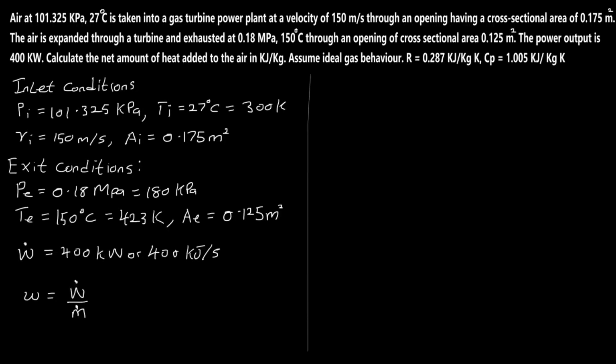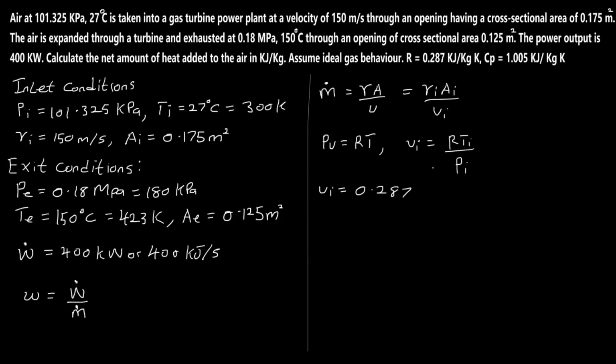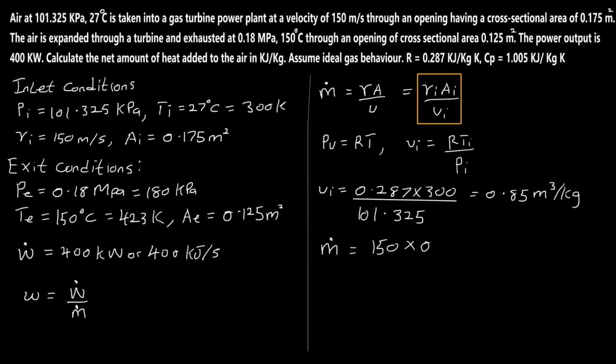But we don't know the mass flow rate. We know mass flow rate equals velocity times cross-sectional area divided by specific volume. So we can apply the inlet parameters to this. First, we need to find the specific volume at the inlet. To do that, we use the ideal gas equation PV equals RT, or V equals RT divided by P. And using this, we obtain the specific volume at the inlet as 0.85 meters cubed per kg. And so our mass flow rate is 30.88 kg per second.